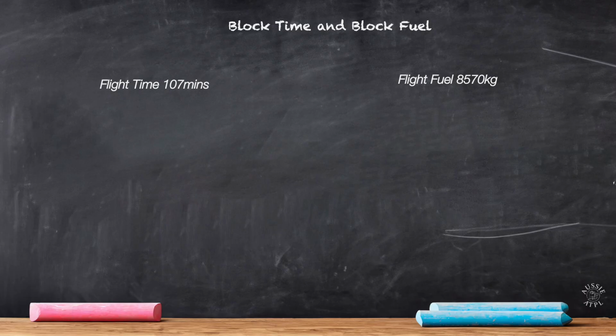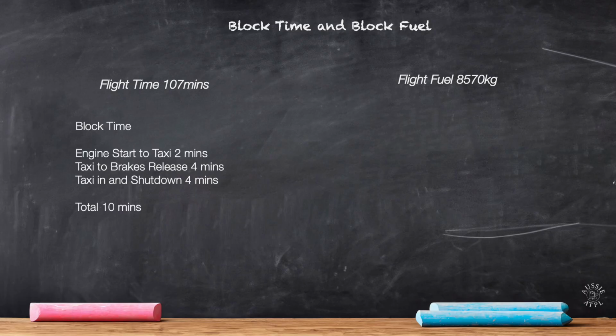So if you head to page 1-11 of the handbook, to the standard flight times for taxi, you can see those here. We've got engine start to taxi is 2 minutes, taxi to brakes release is 4 minutes, taxi in and shutdown is also 4 minutes, which gives us a total of 10 minutes of additional time to account for block time over flight time. That'll give us a total block time of 117 minutes.